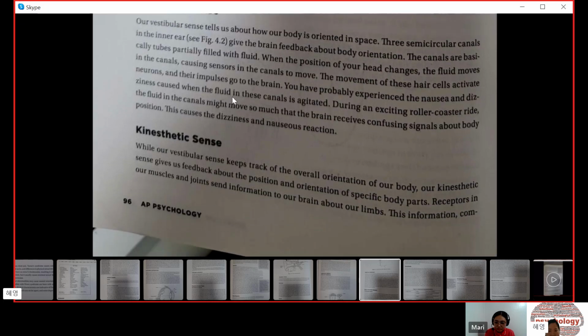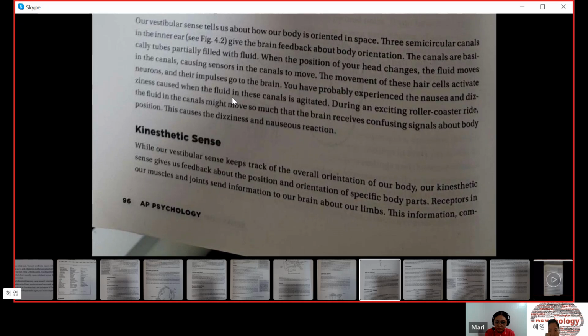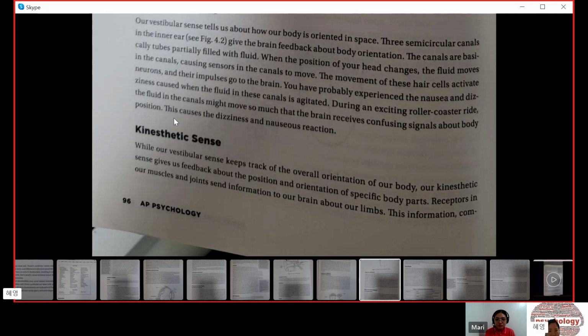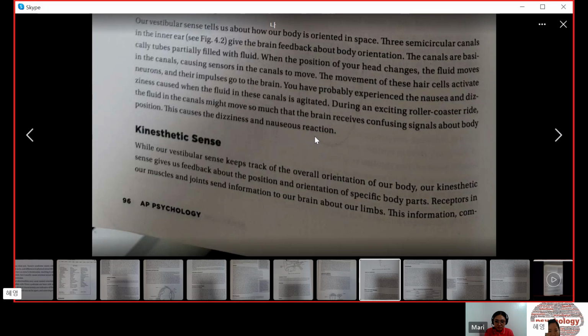During an exciting roller coaster ride, the fluid in the canals might move so much that the brain receives confusing signals about body position. This causes a dizzy and nauseous reaction.